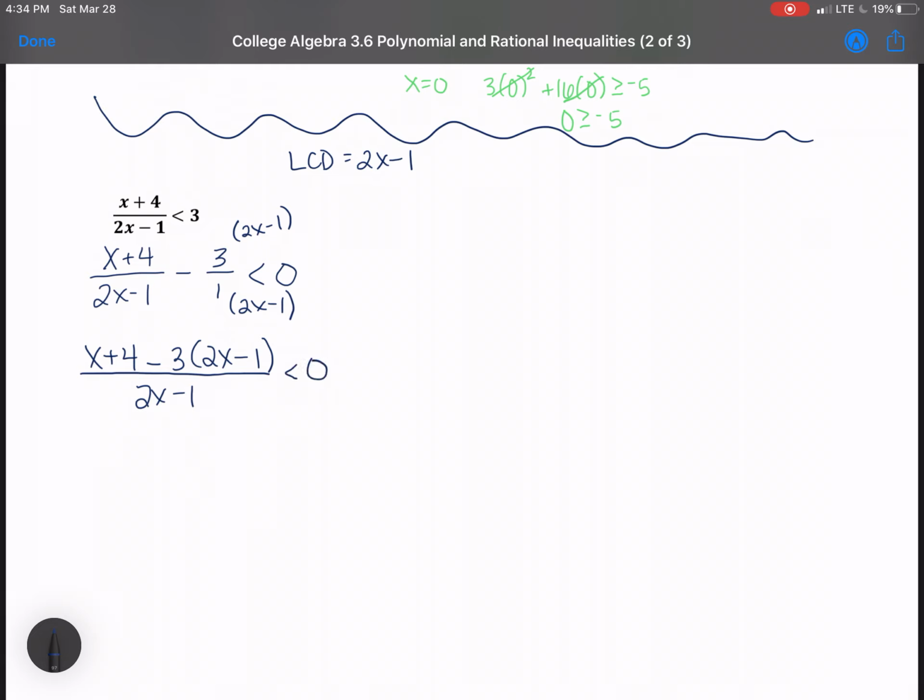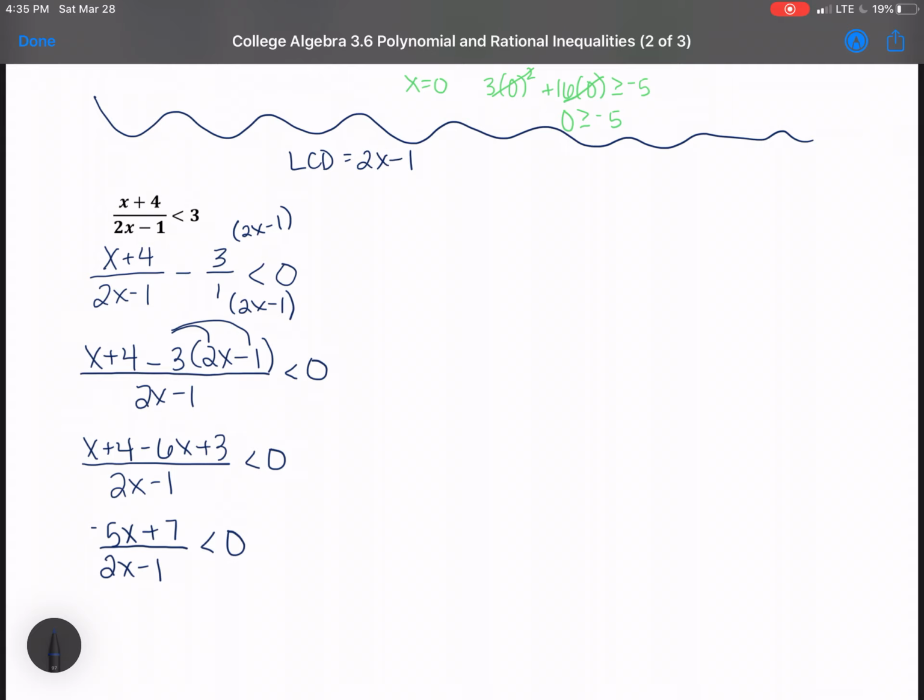So we can distribute. We have x plus 4 minus 6x plus 3 over 2x minus 1, which is less than 0. And then combine like terms in our numerator. So we have negative 5x plus 7 over 2x minus 1, which is less than 0.